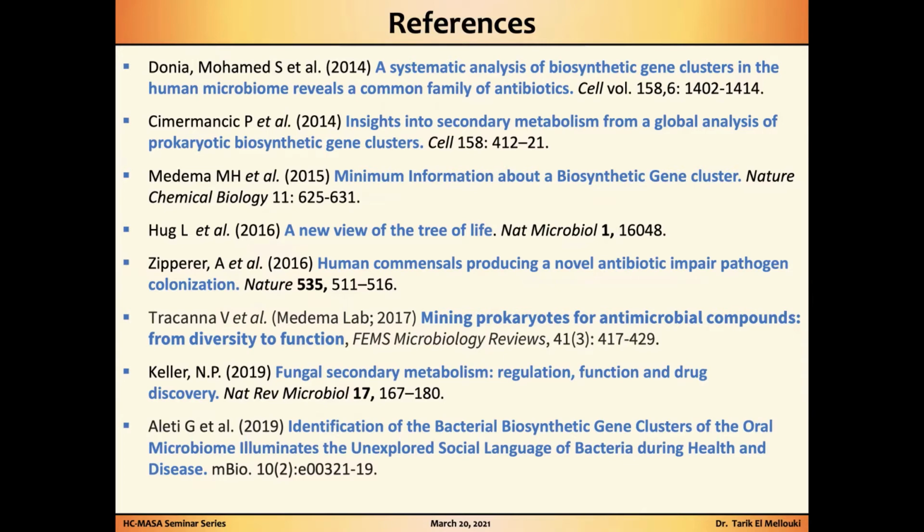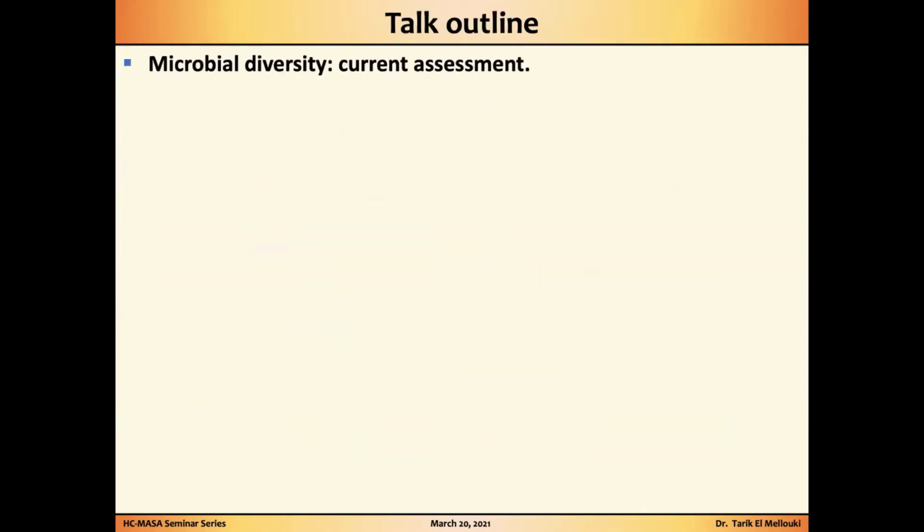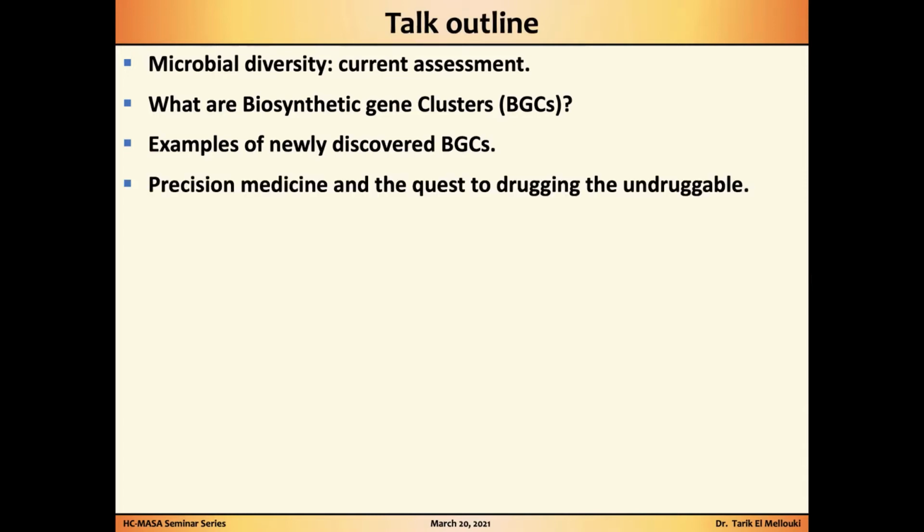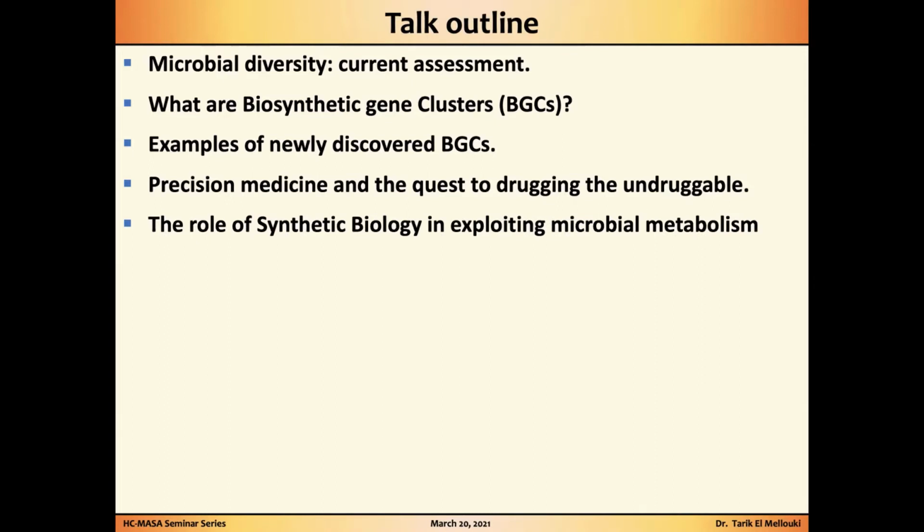All right. So my talk outline is going to be as follows. First, I'm going to talk a little bit about microbial diversity. What is the current assessment? Then I'll talk about biosynthetic gene clusters, try to define them and describe them. We'll talk briefly about some newly discovered BGCs, some examples that are relevant. And then we'll talk about precision medicine and the quest to drug the undruggable, and then the role of synthetic biology in exploiting microbial metabolism.